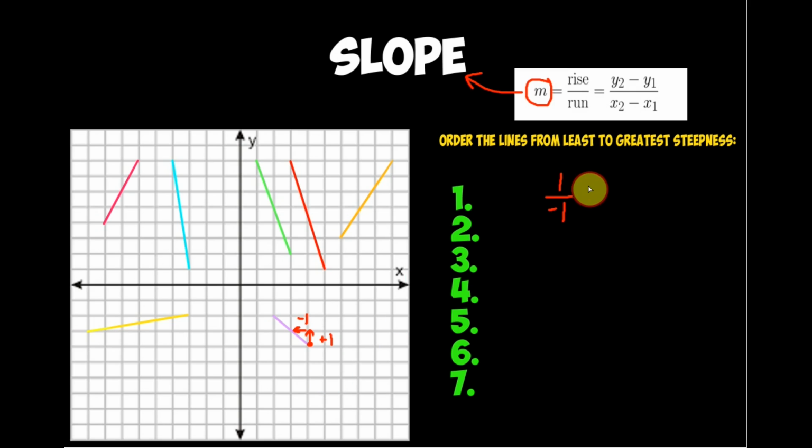I have a question. If we go down, is it positive, or? If we go down, the rise is going to be negative. Okay. So this here just equals a -1 slope.